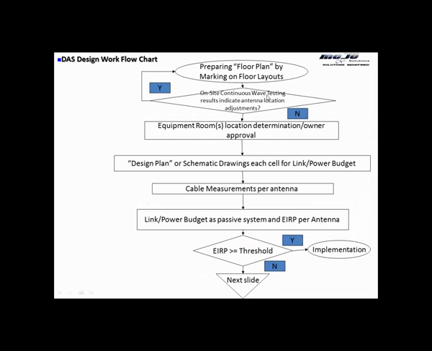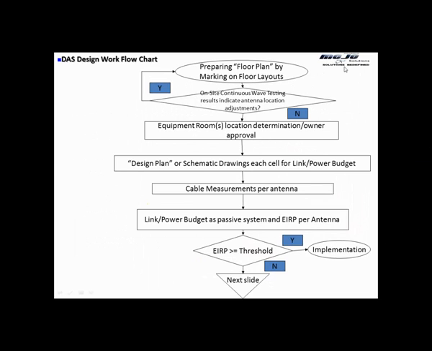After that, on-site continuous wave testing. We'll see how it is done, what continuous wave testing is and why it's done. Then the equipment room location, which is an important step. Where do you select your equipment room? If you select your equipment room very far from the antennas, for example in the basement, then it's not good. There will be a lot of cable losses between the node B and the antenna, and your EIRP criteria will not be met. So you will start losing.